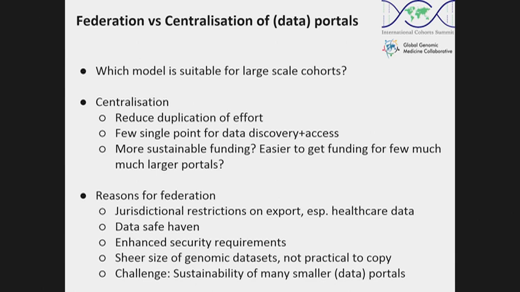Some of the reasons for federation: there may be jurisdictional restrictions on data export, especially if you think about genomic data as it's entering healthcare, it just may not be able to be exported into different jurisdictions. There's the idea of data safe havens, which has come about somewhat from healthcare-derived data, where it can't leave a particular infrastructure. There are enhanced security requirements for storing the data and making it available, and then just the sheer size of genomic data sets. It just won't be practical to copy it around the world and around the internet.